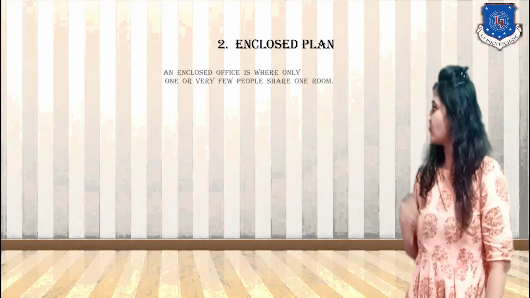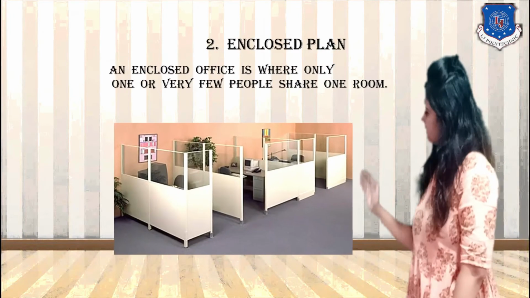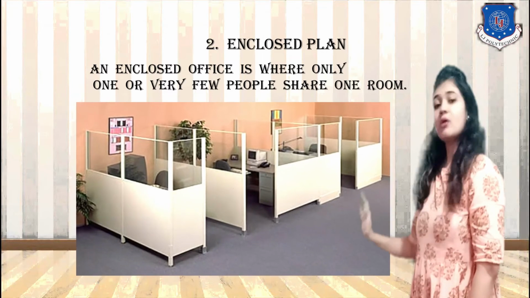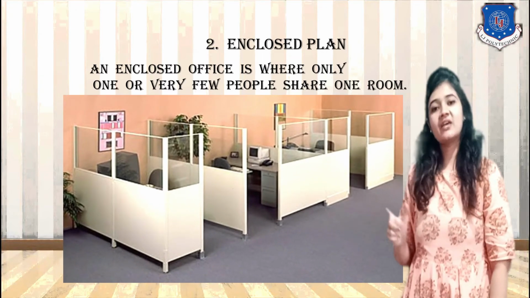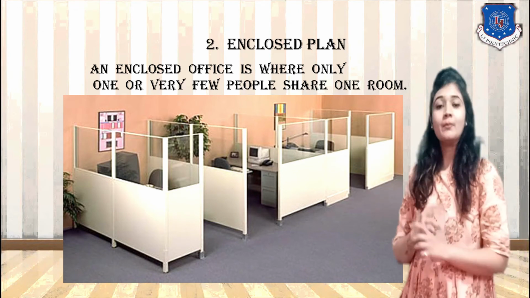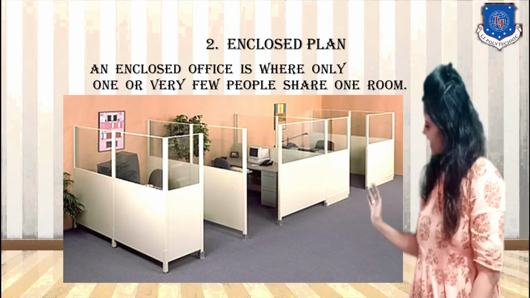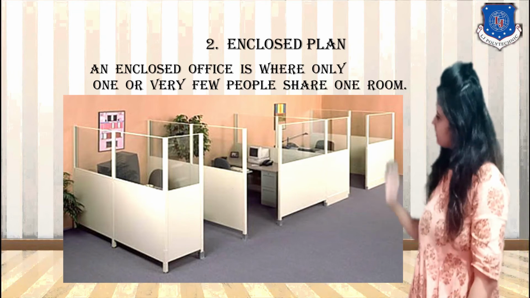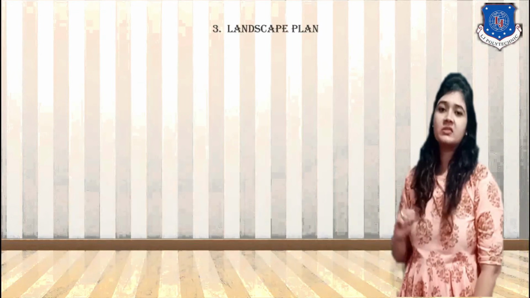Second is the enclosed plan. In this type of office plan, there is an individual space or individual cabin for each and every person or employee. So in this office plan we can maintain the privacy of every person, as you can see in this image.